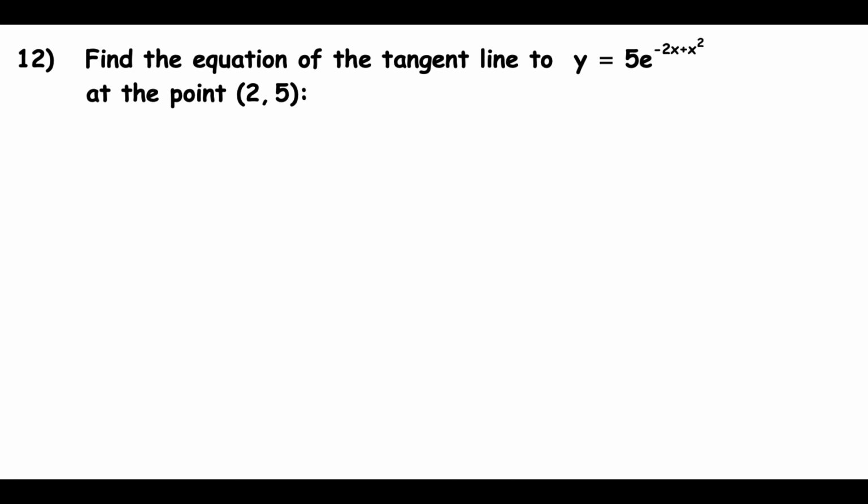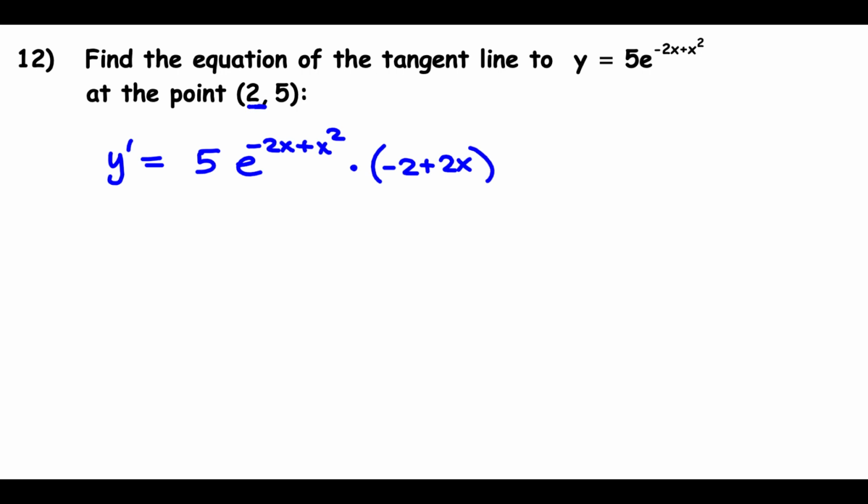All right, number 12. We want an equation of a tan line. So right away I'm thinking, hey, let's find a derivative and we'll put it in point slope form. So let's get y prime. The 5 simply drops down. It's e, so the derivative of e to something is just going to be itself. But there is a chain rule in the exponent, so times its derivative, which will be negative 2 plus 2x.